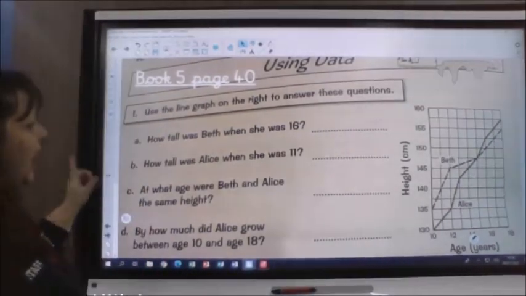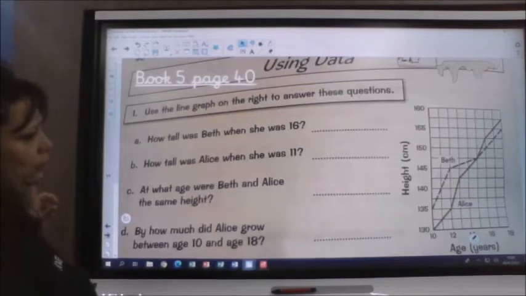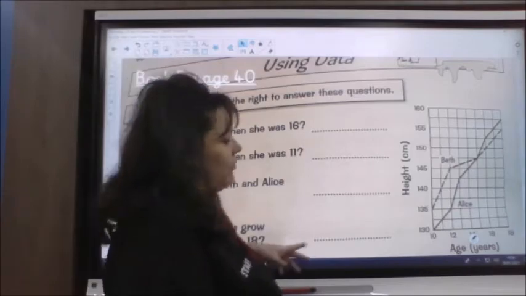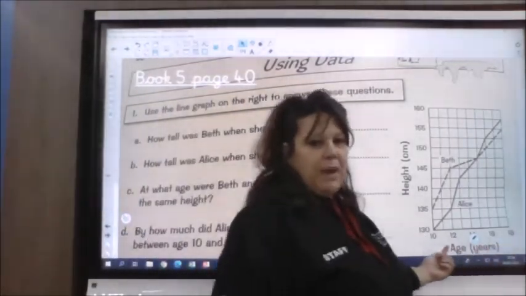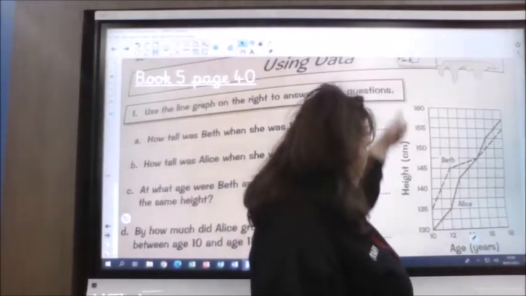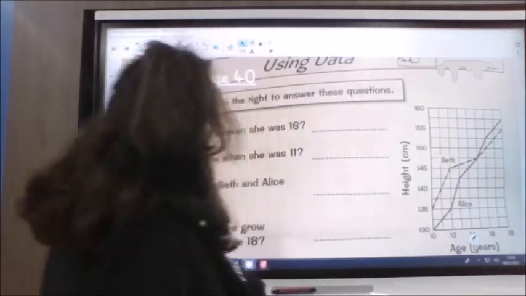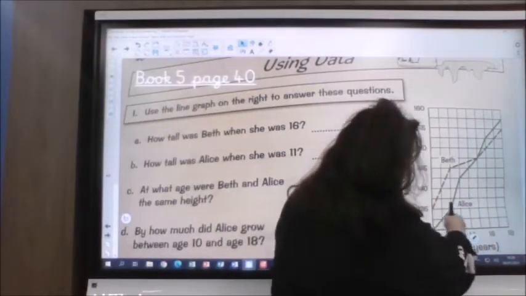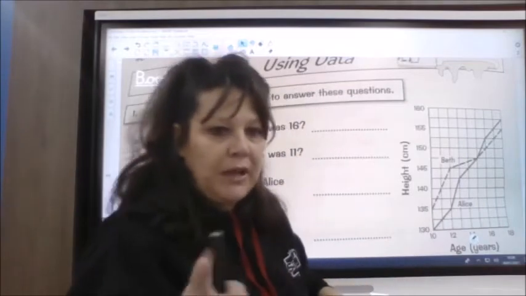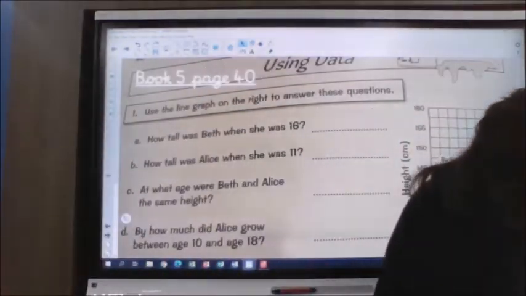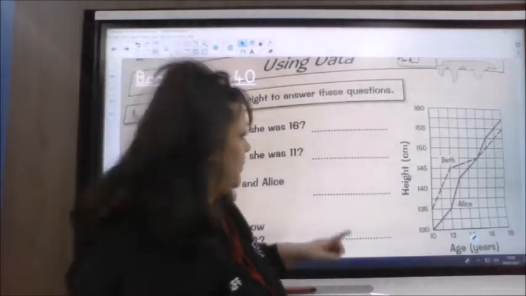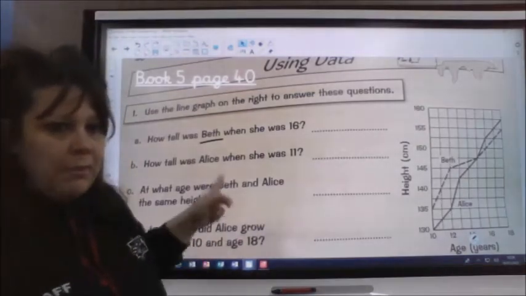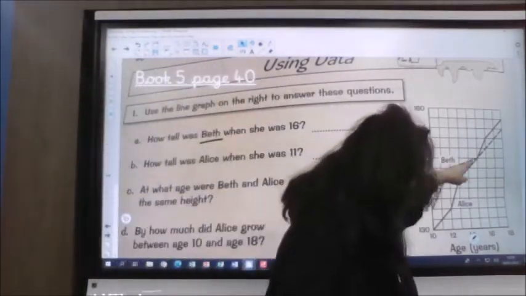Okay, so how tall was Beth when she was 16? Okay, is our first question. So let's have a look at the graph then. This tells us the age, Beth's age, and this tells us her height in centimetres. So how tall was Beth when she was 16? So I'm going to go, we've got Beth is the dotted line, so we've got to make sure we get the right person, and Alice is the unbroken line. So we're looking for Beth, so we'll underline Beth to remind me that's who I'm looking for. So now I'm looking for the dotted line.